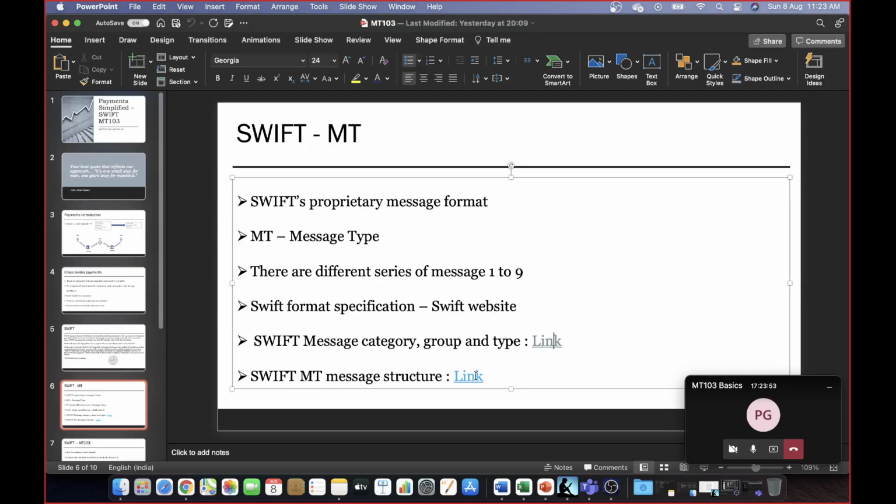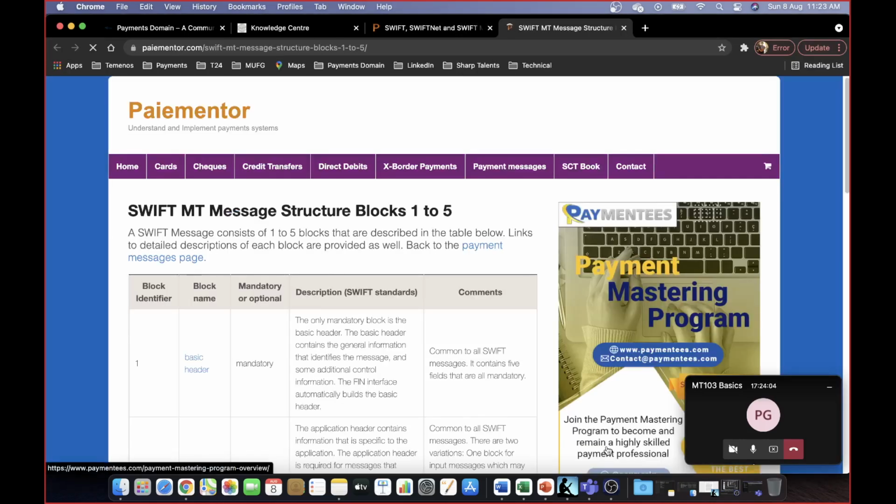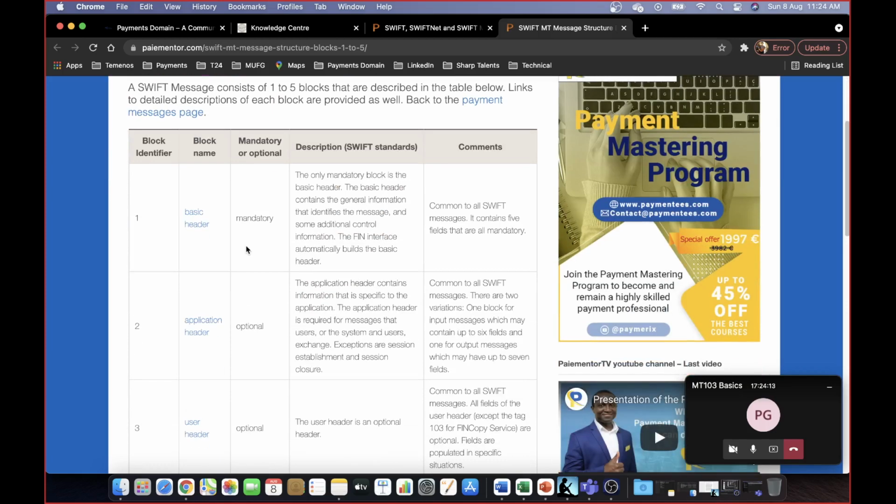And then we are going to dive deep into the structure of a Swift message. So the Swift message has 5 blocks, and the 5 blocks are basic header block, application header block.